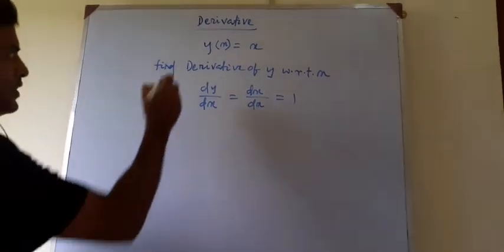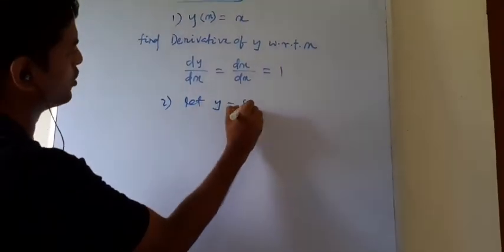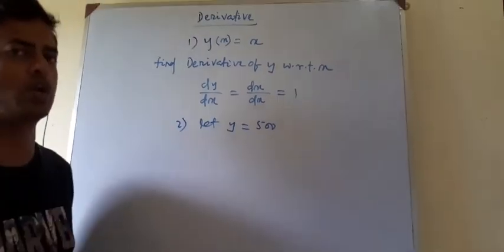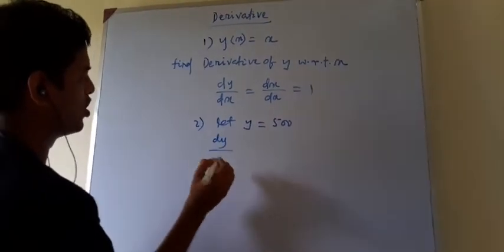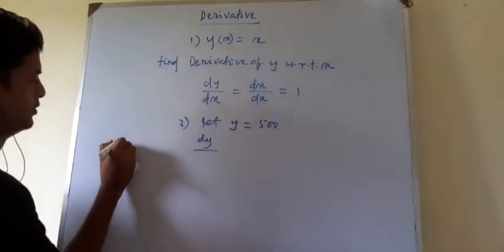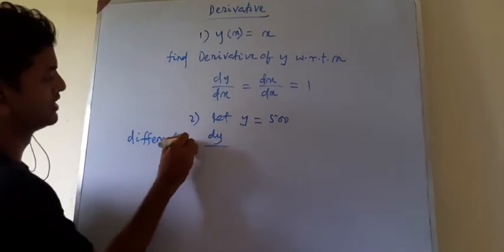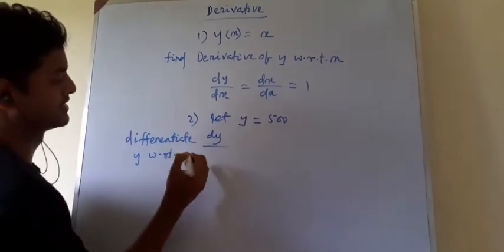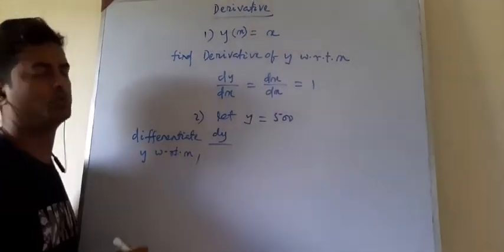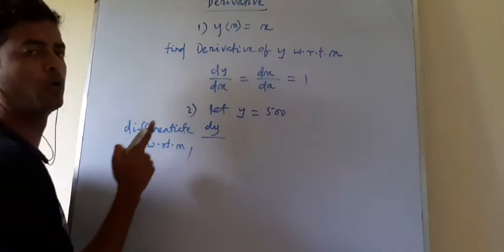Now I'll take another example. Let y equal to some constant, 500. 500 is a constant quantity. Any number is a constant quantity. Now differentiate, or find the derivative of y with respect to x. Sometimes we can say it like that: differentiate y with respect to x. So differentiate y with respect to x means finding the derivative of y with respect to x.